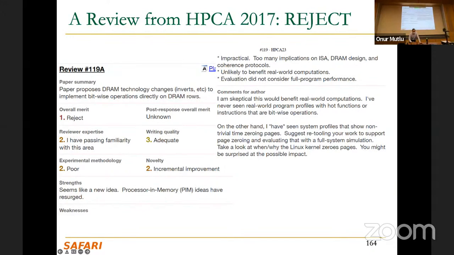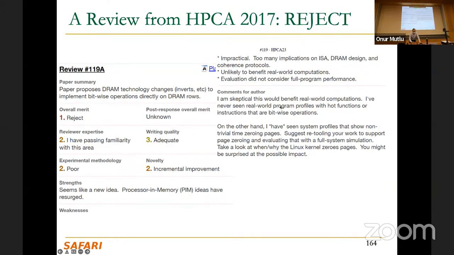Hard to believe, yeah. This is a very sloppy review, I would say. I wouldn't do a review like this. You can see that this reviewer says, impractical, too many implications on ISA, DRM design and coherence protocols, unlikely to benefit real world computations. Evaluation did not consider full program performance, which is wrong, actually, the last one. The other ones are actually speculative because we clearly show real world computations in the paper. Impractical, okay, that's in the eye of the beholder in the end, right?